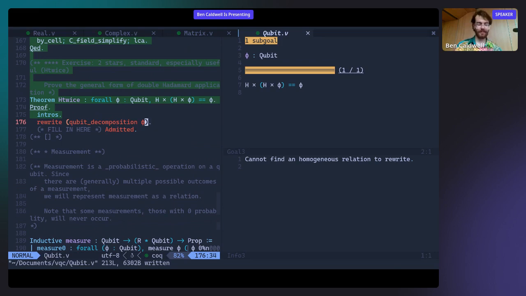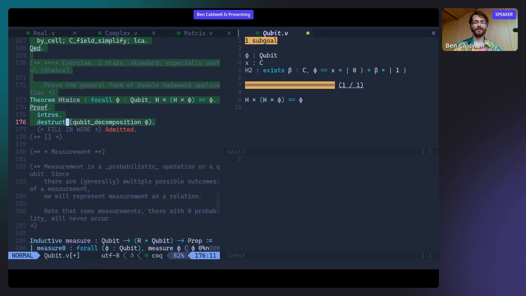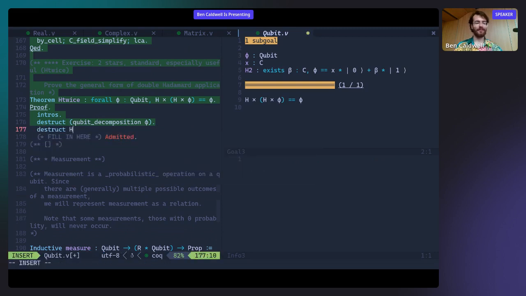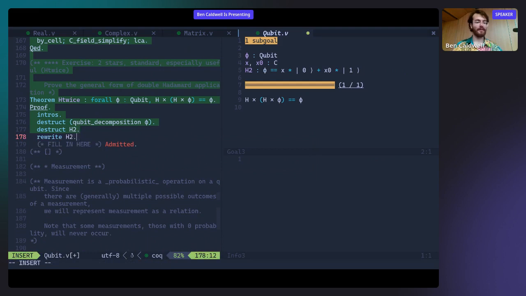That one should be working. Is it the other direction? Maybe. Does it exist, still exists, and then an equation? Oh yes, thank you. It's an existential, so we actually have to do a destruction, and then that gives us the equation. Then we can rewrite with H2. Thank you. Right, and so.